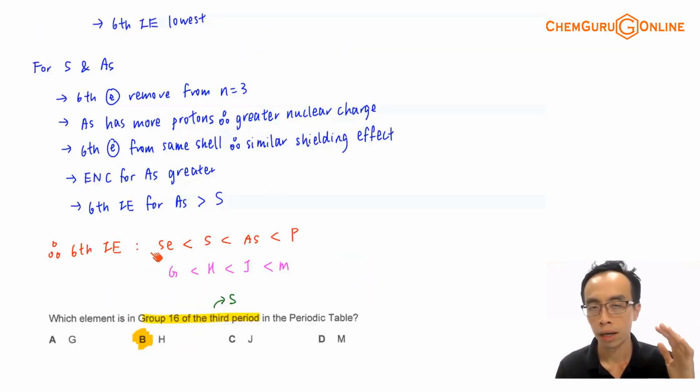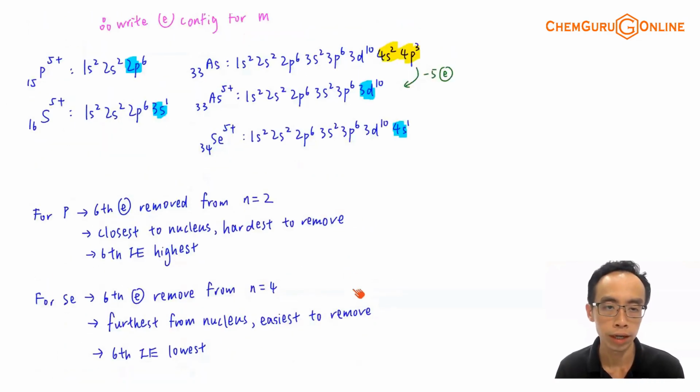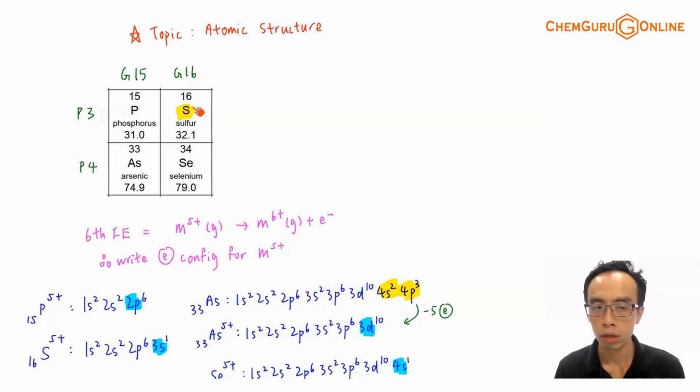So involving my 6th ionization energy, I'll expect the trend to be here. Selenium is the lowest, followed by sulfur, followed by arsenic, followed by phosphorus. And therefore, if I compare this with my elements G, H, J, M, selenium will be G, sulfur will be H, arsenic will be J, phosphorus will be M. So finally, the question is asking which element is in group 16 of the third period. Group 16 of the third period will just be sulfur.